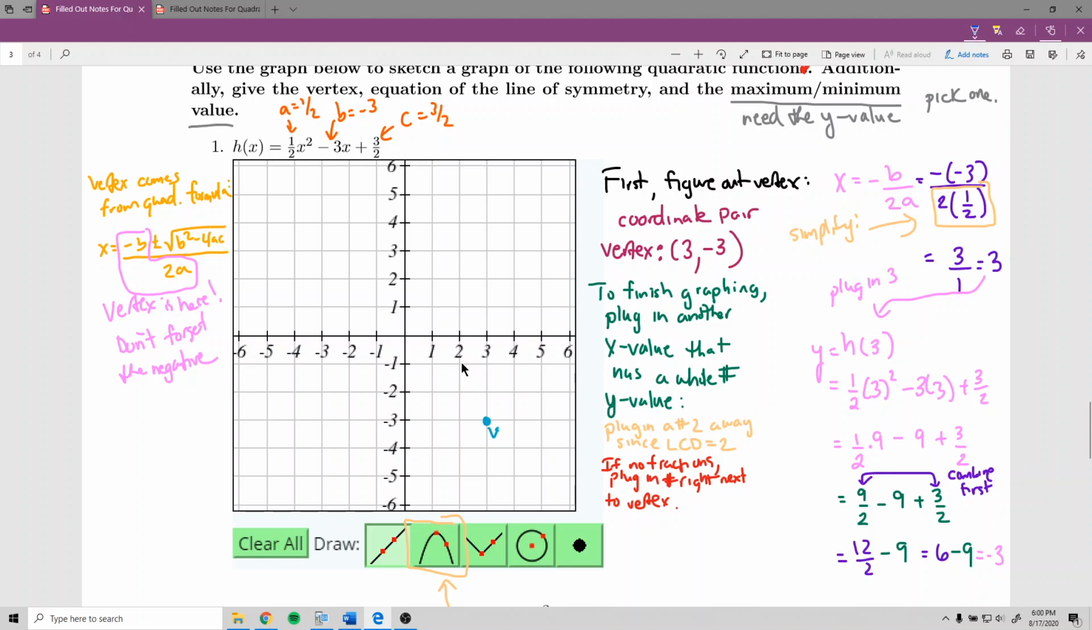All right, so I'm going to plug in a number that's 2 away. That means I can plug in 1 or 5, and it won't matter. I'm going to plug in x equals 1. And we get h of 1 equals 1/2 times 1 squared minus 3 times 1 plus 3 halves.